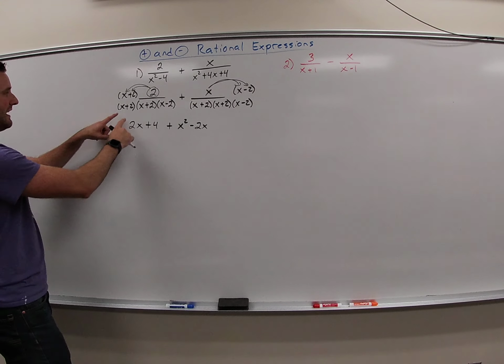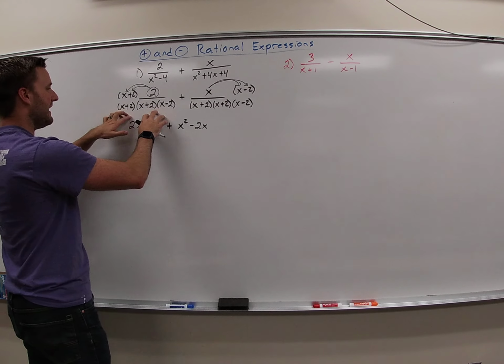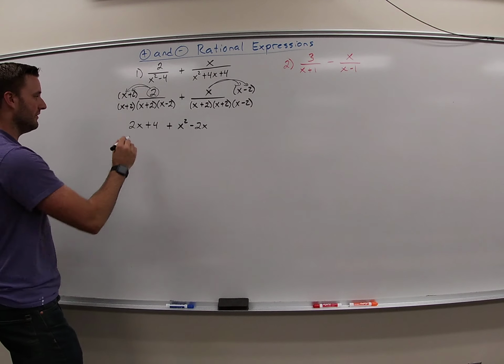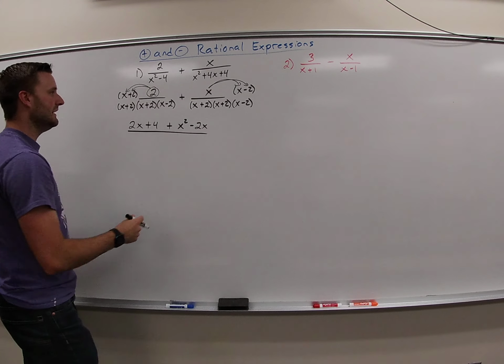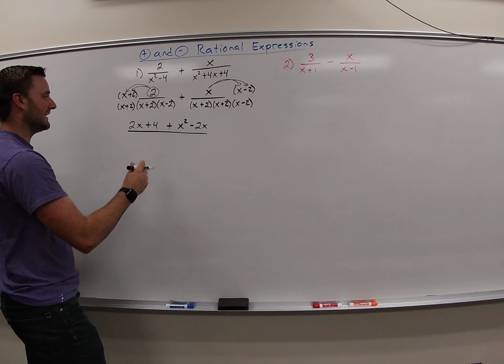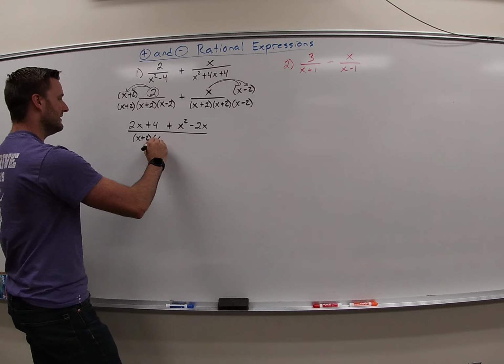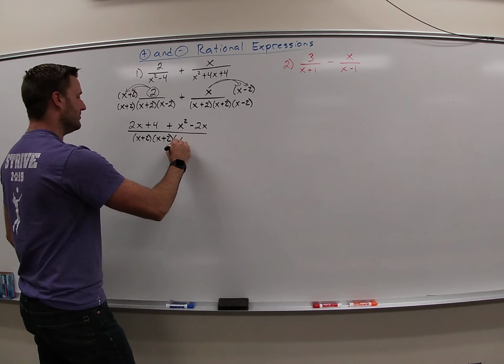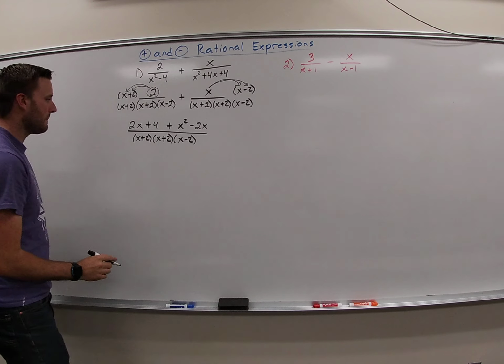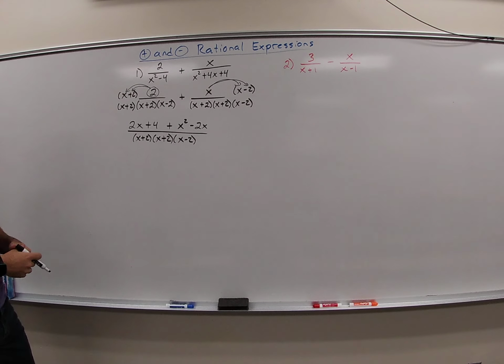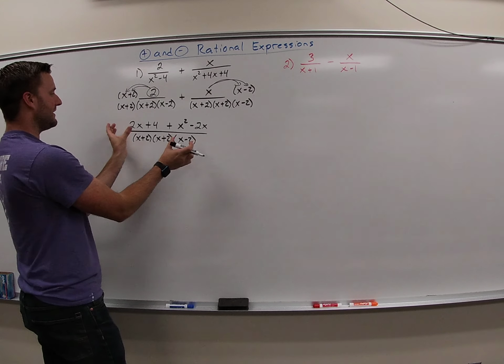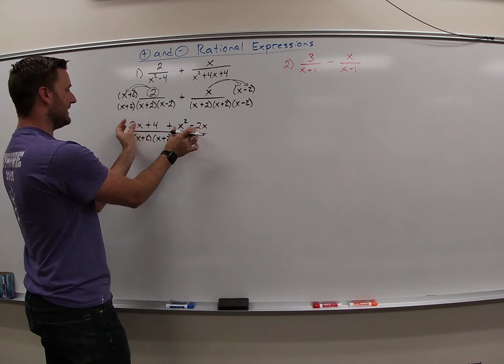And now finally we have this common denominator. All 3 factors are the same in both. Therefore, the entire denominator is going to be the same. So when I add these together or combine these, I get these factors of x plus 2 and x minus 2. So here is our common denominator. Here is our numerator now after I've added the left plus the right.